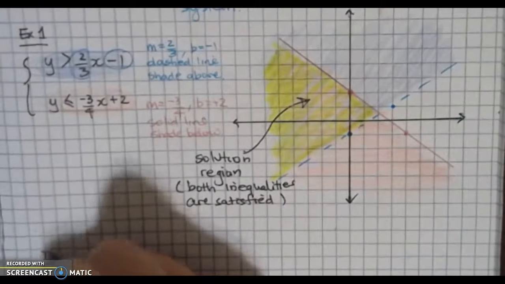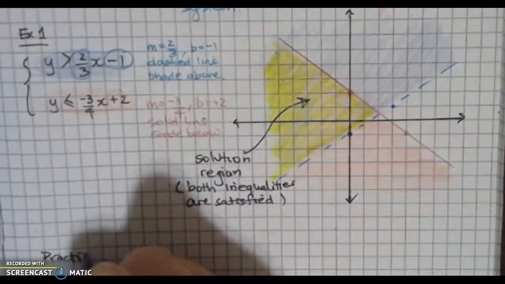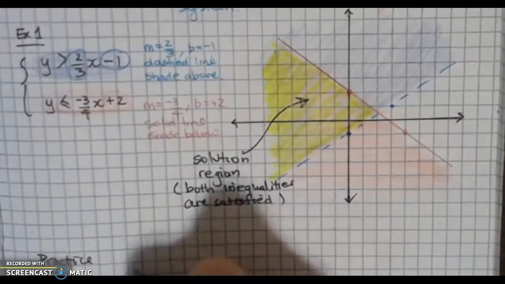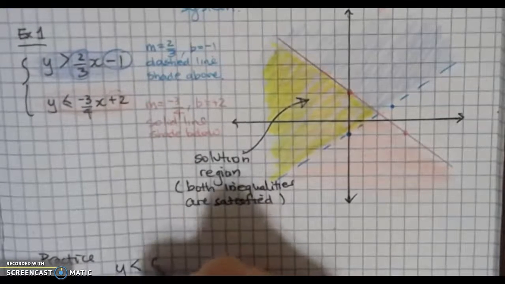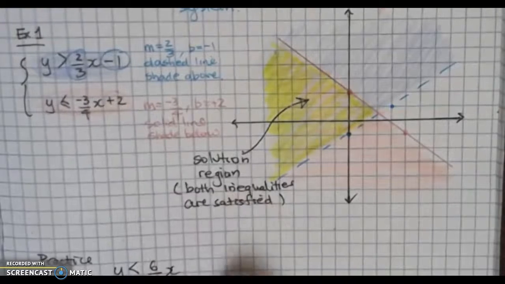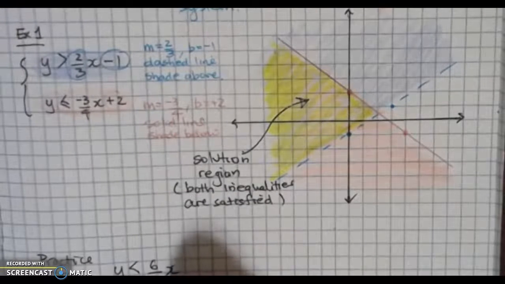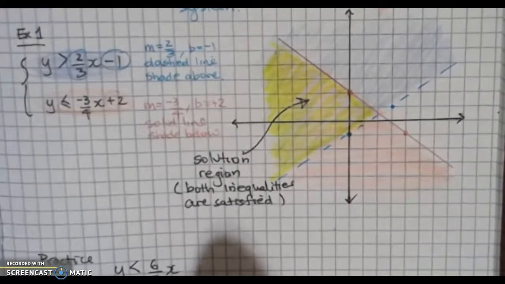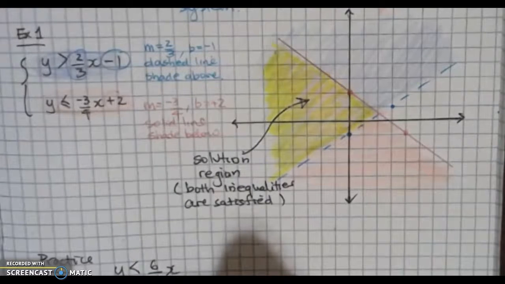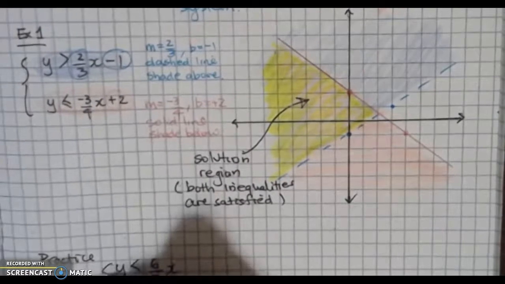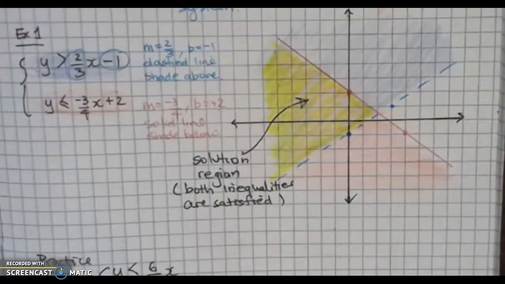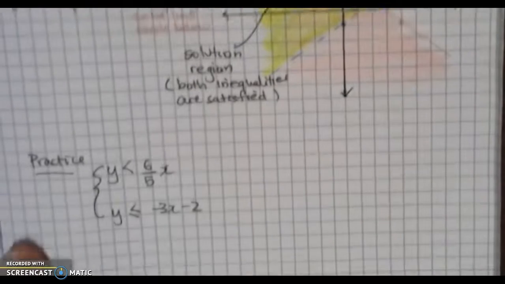I want you to practice by graphing your own. I have y is greater than 6 over 5x, and y is less than or equal to negative 3x minus 2. Okay, so now you have these two inequalities. I want you to pause the video and try to graph this. Oops, I'm sorry, you can't see.